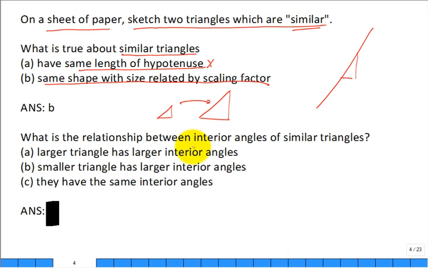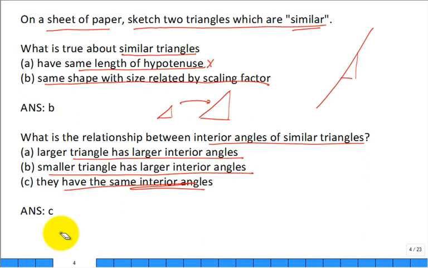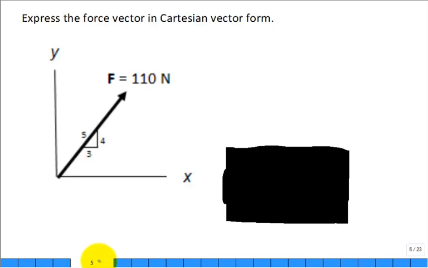And what is the relationship between the interior angles of similar triangles? The larger triangle has larger interior angles, the smaller has larger interior angles, or they have the same interior angles? They're the same interior angles. And what we find is you get good at using similar triangles, and it helps decompose force vectors. So, using this representation with this similar triangle, go ahead and express this force in Cartesian vector form.